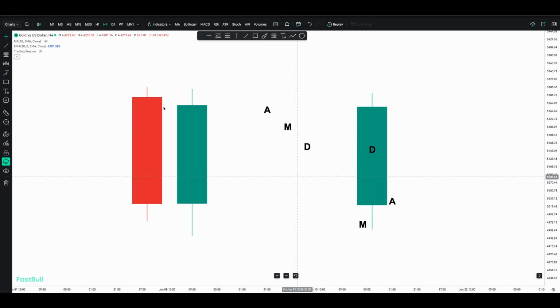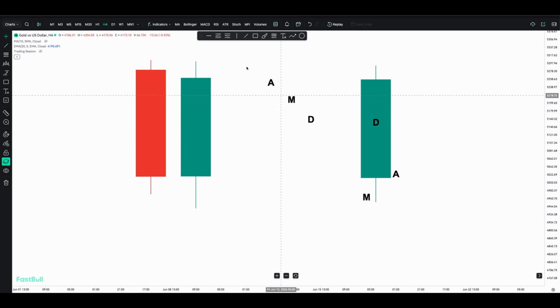Like for example, this is a CRT model, meaning for a CRT model to happen, you want to see a red candle. For a bullish reversal, you need a red candle, and then you want to see the next bullish candle, this one, creating a low that clears the low of that red candle but closes bullish. This forms a CRT model.